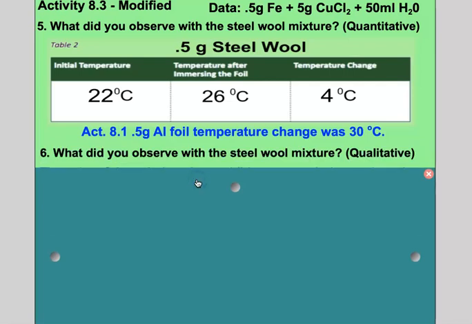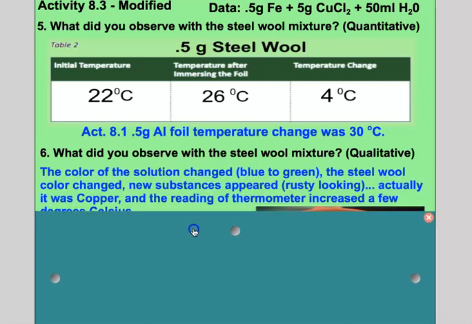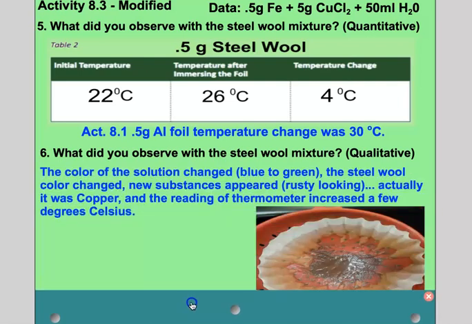So what's our qualitative data? Well, this time I ended up with something that looked like a different substance. The color of the solution changed from blue to green for me. The steel wool changed color. New substances appeared. It became rusty looking. And actually there was some copper, and the reading of the thermometer increased a few degrees Celsius. Only about 4 degrees Celsius for me.